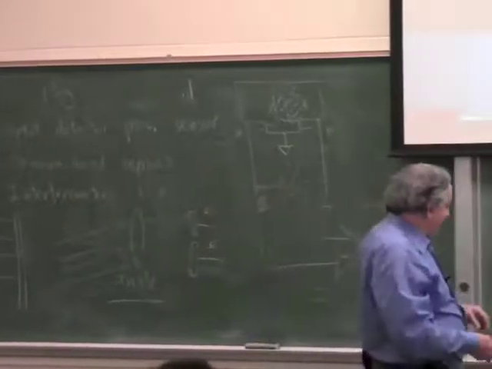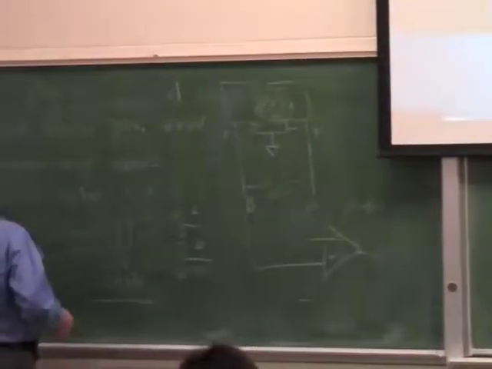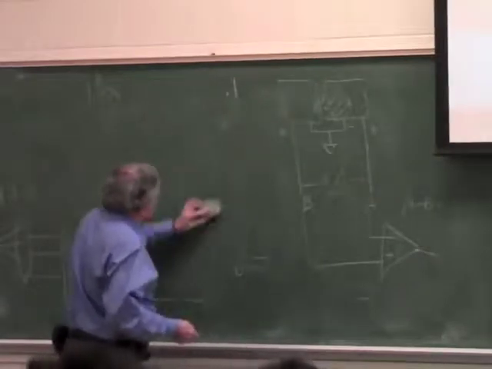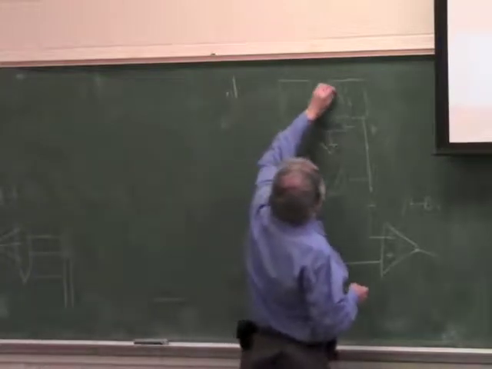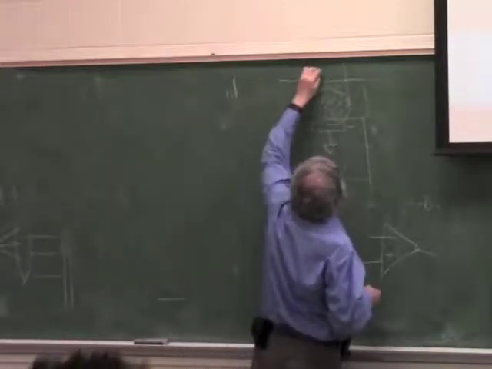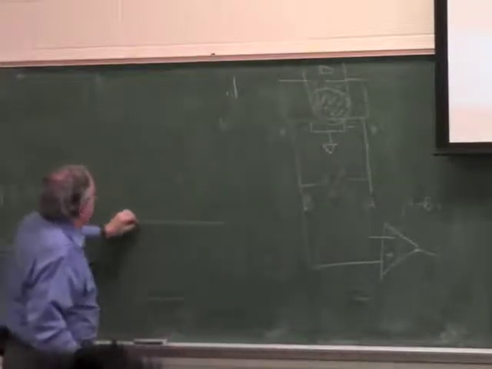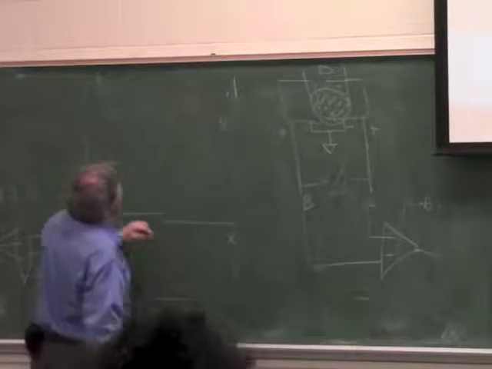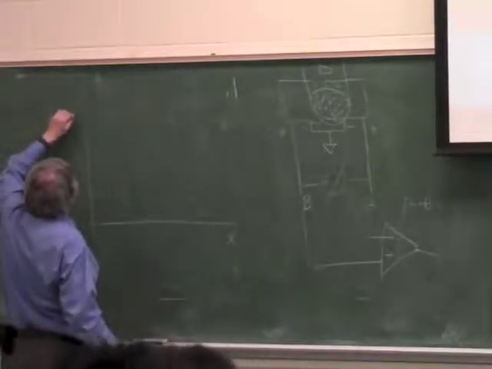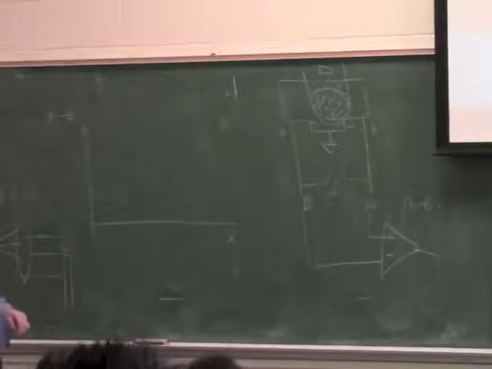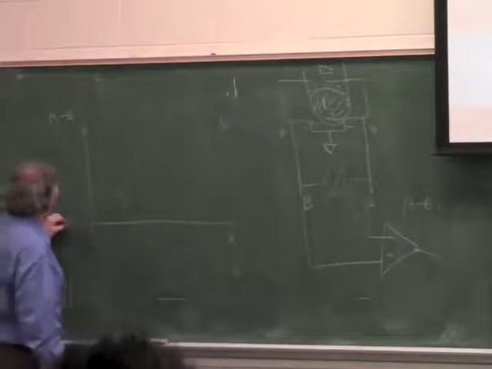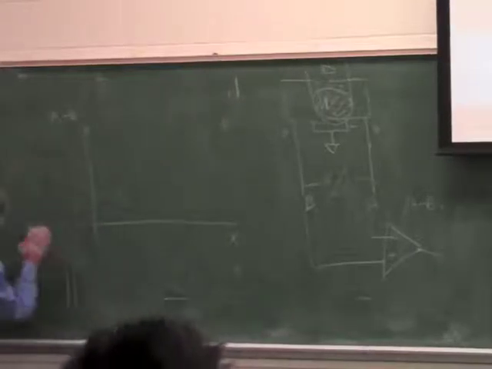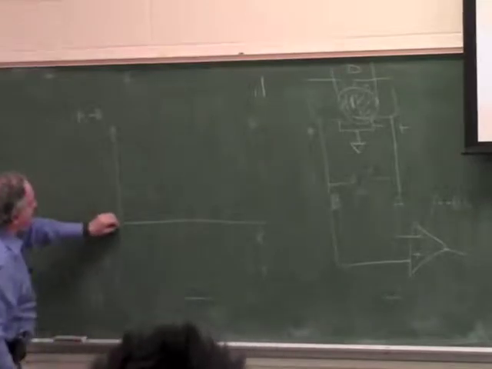Because if I draw a graph, what's happening here? Let's call the spot diameter D for a moment, and I draw a graph. This is X position, and this is output, A minus B. Let's call the middle X equals 0. So when X equals 0, the output is 0.